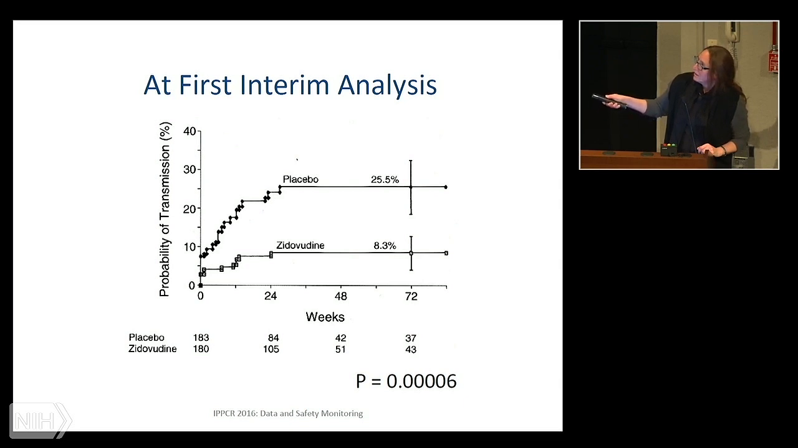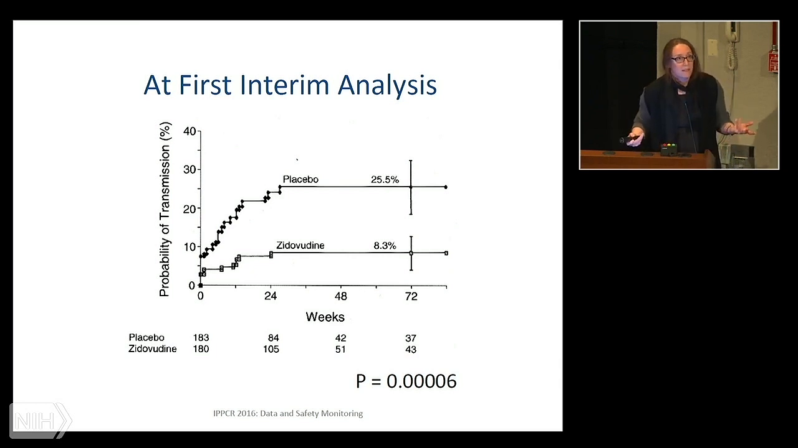And as time went on, the zidovudine arm only had 8% of the babies infected, whereas placebo was projecting 25% by the time a baby got to 72 weeks. That's a more than fourfold difference. And the p-value was really convincing. And at this point, if you look at the total number enrolled, it was about 360. And I think basically they had about half of the planned events that they were expecting.